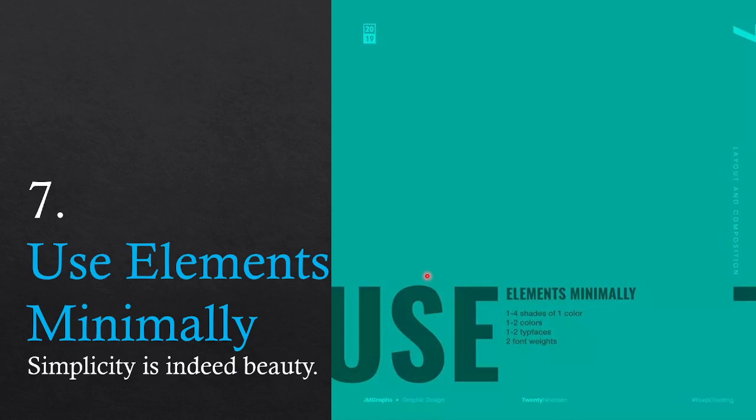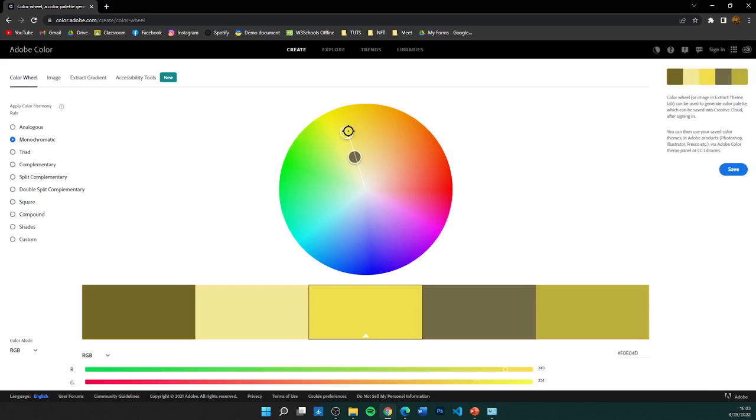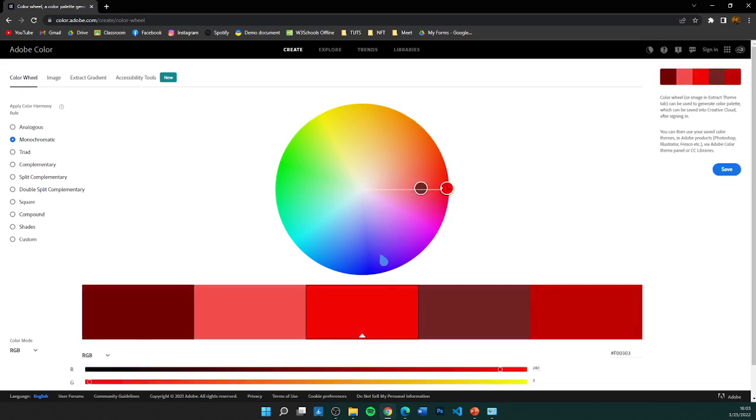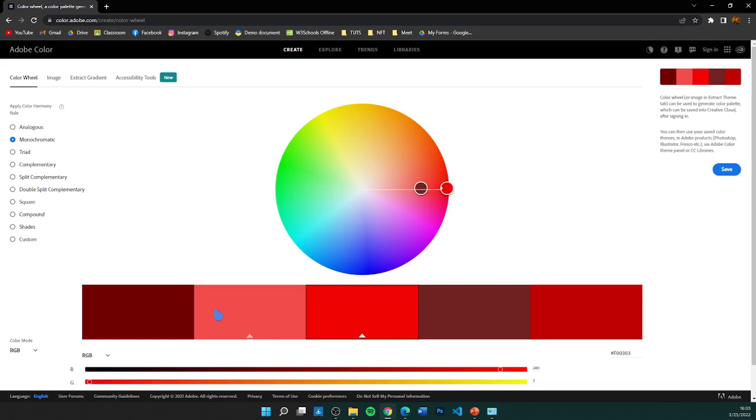One good example of that is, let's go back to our color wheel and select monochromatic. We will try to select, let's say, red. So this is red, and these are the shades of red. If we're going to use red for our design, then we should only use 1 to 4 shades of that color. For example, we can use this particular red, this, this, and this. There should be only 1 to 4 shades of that same color for the entire design. Okay, again, 1 to 4.